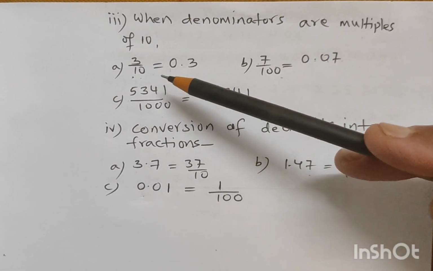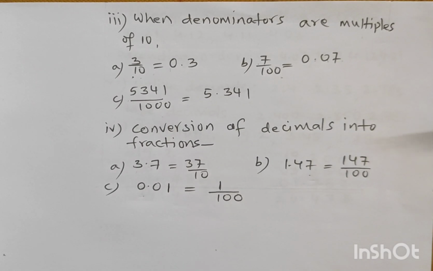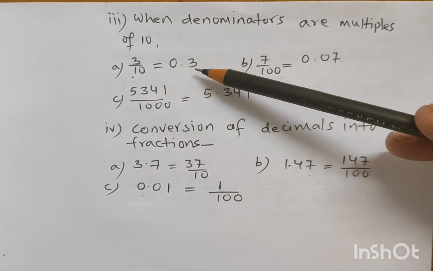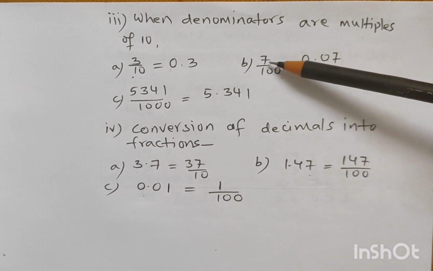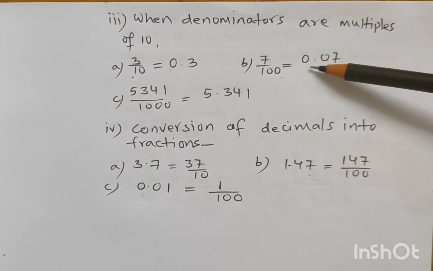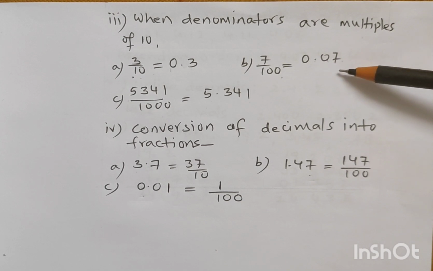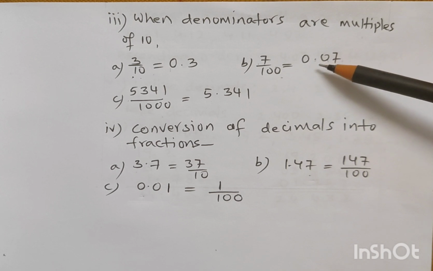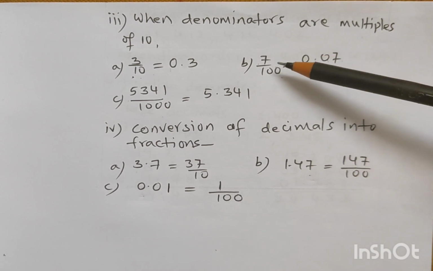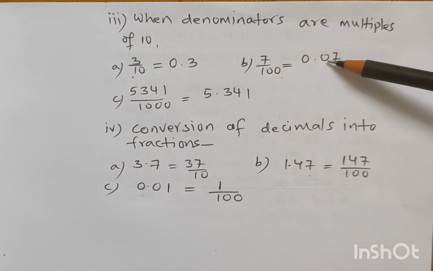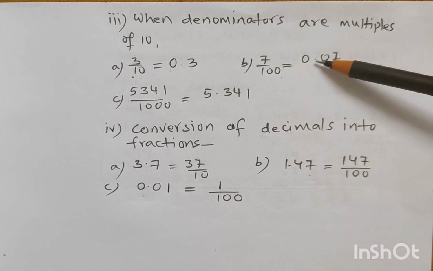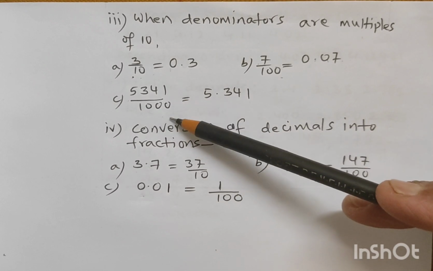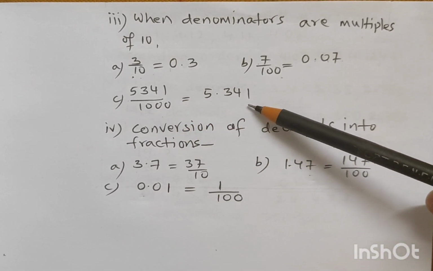Now in a fraction, when denominators are multiples of 10, 3 by 10 we write as 0.3. 7 by 100 we write as 0.07. After 1 there are 2 zeros, so after the decimal there are 2 digits. There was only 1 digit here, so we put an additional 0 to make 2 digits after the decimal. 5341 by 1000 is 5.341.